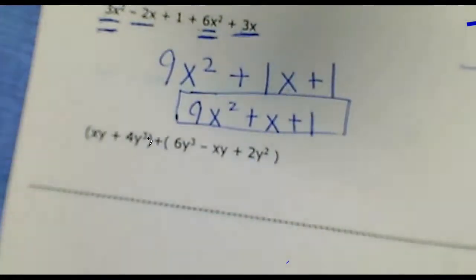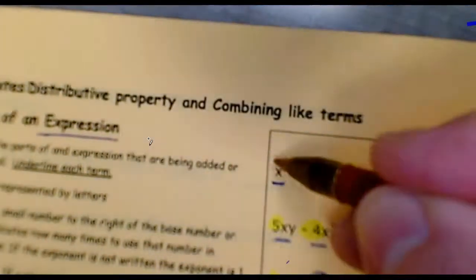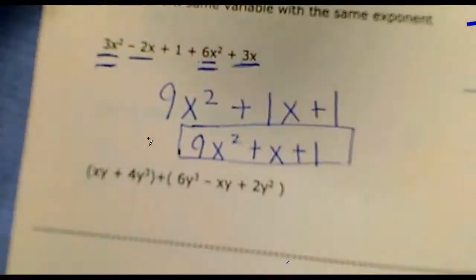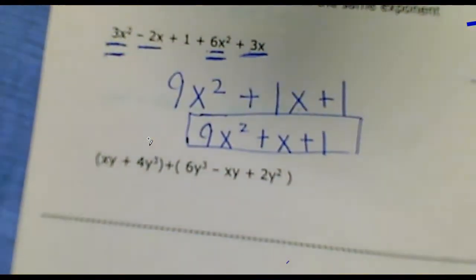When the coefficient, back up here also, when the coefficient is not written, the coefficient is understood to be a 1. That's what combine means. That's the definition of combine. You put the things together that are alike.